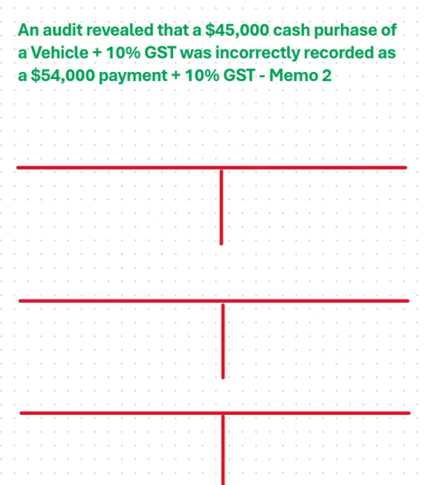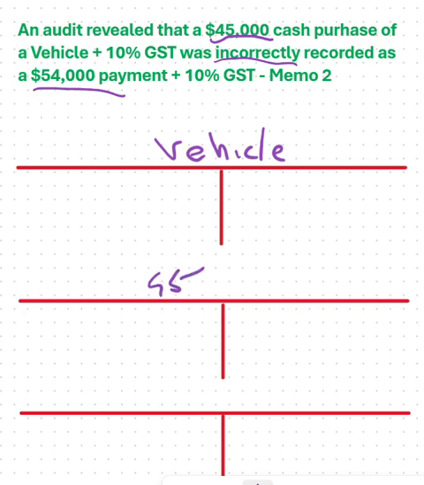All right, let's ramp up the complexity slightly. This time we've got a cash purchase of a vehicle, $45K plus GST. We've incorrectly recorded it as $54K. So let's think about the 3 accounts that are affected by this error. So we've got a vehicle that's out. We've got a GST component, and given it was a cash purchase, again, that brings the bank into play.